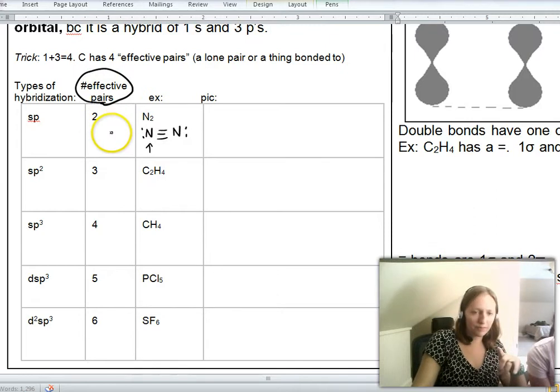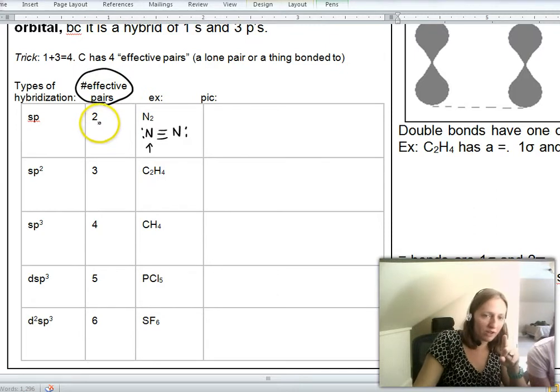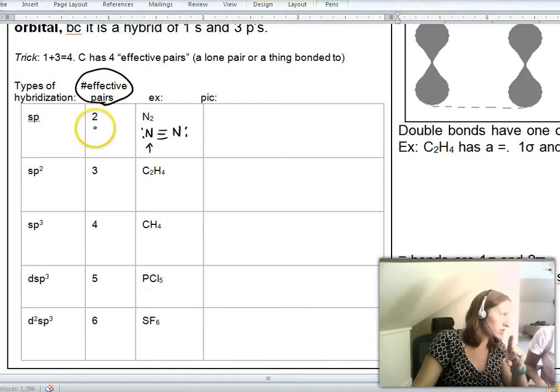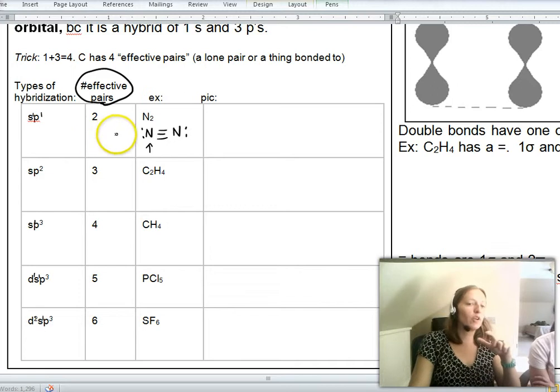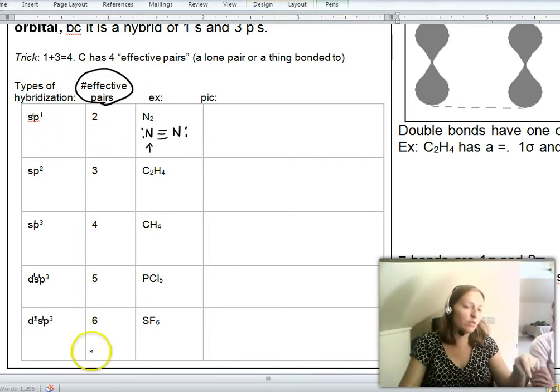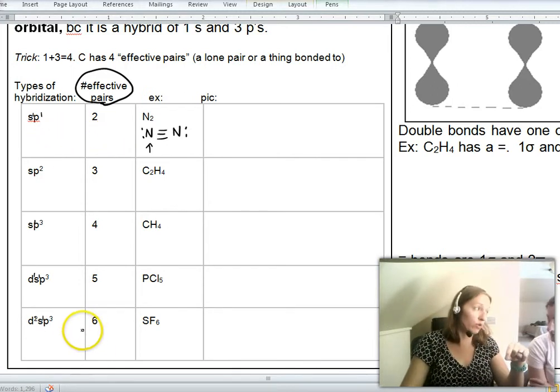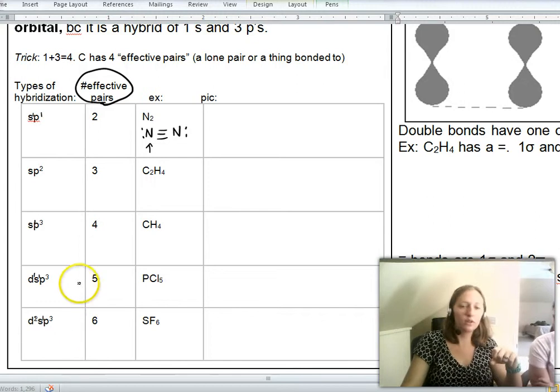And here's the little trick. The number of effective pairs is the total number of superscripts on your hybridization. So there's a secret one and a secret one. So there's two there. There's three, so there's two and there's three. And then four is three and four. Five is three, four, five, and six is three, four, five, six. So if you just count how many effective pairs it has, that will tell you the type of hybridization without having to go through all the hoo-ha that most people tell you have to go through.